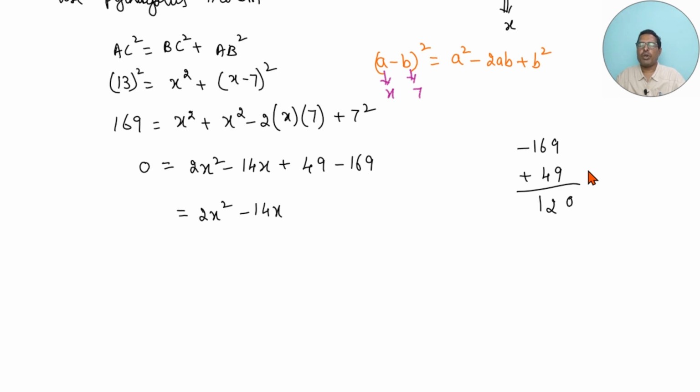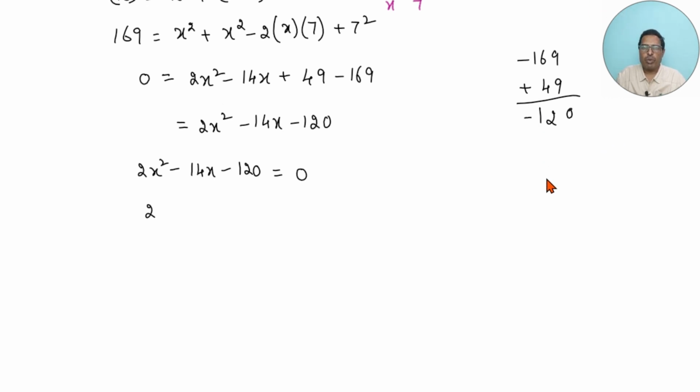Here you have to write minus 120, because 169, the greater number, has the negative sign, therefore you have to put a negative sign there. It is minus 120. So we can write this as 2x square minus 14x minus 120, and the equals to sign comes over here, equals to 0. Because 2 is common over here, you can take 2 common.